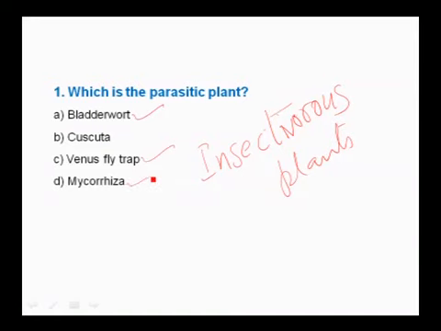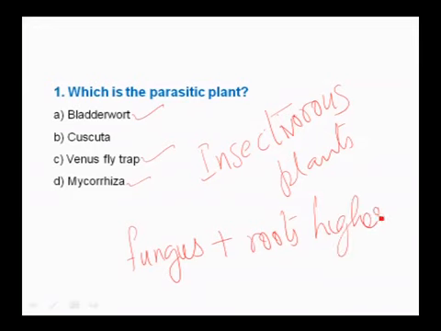Then one more option which is given is mycorrhiza. Dear students, you all know that mycorrhiza is actually an association between two components. So it is not a plant, it is a symbiotic association. I would like to clear here, mycorrhiza is an association between fungus and the roots of higher plants.